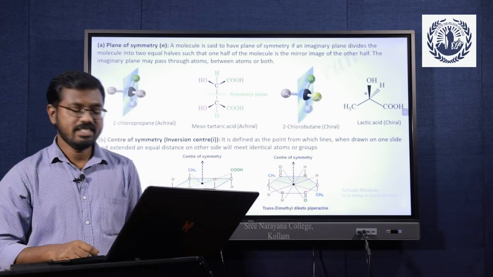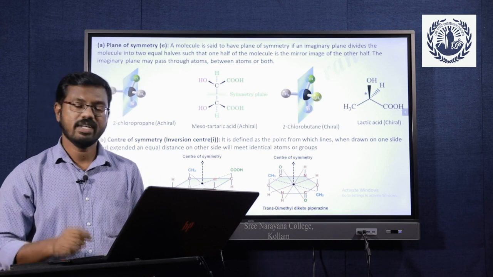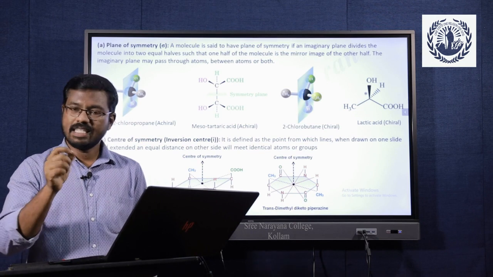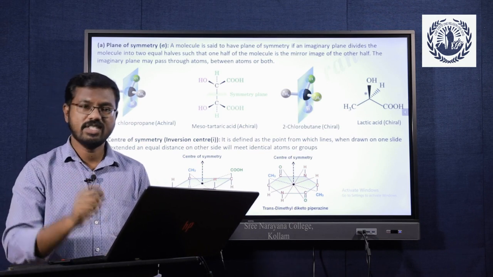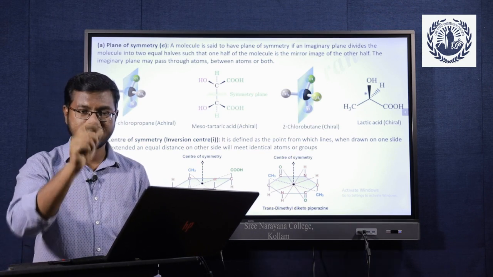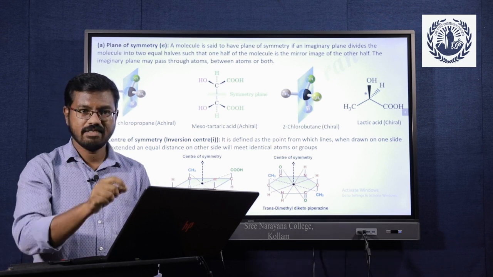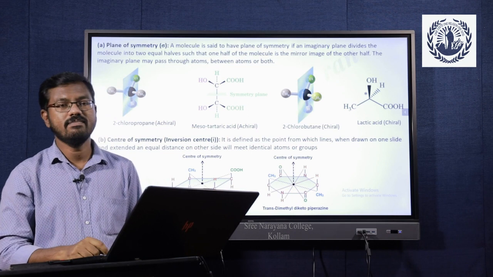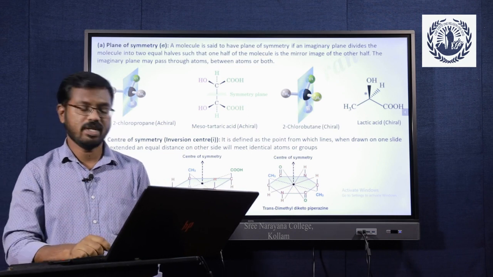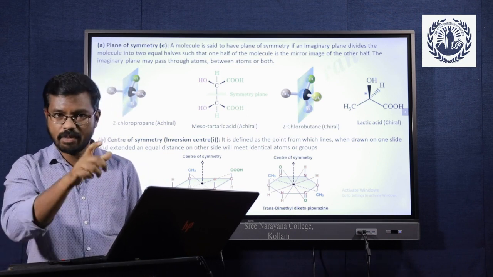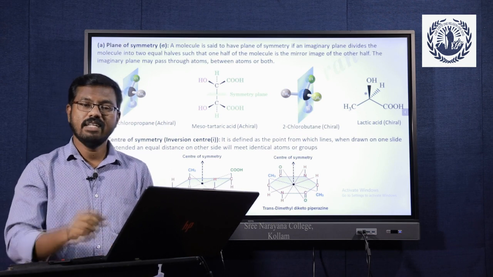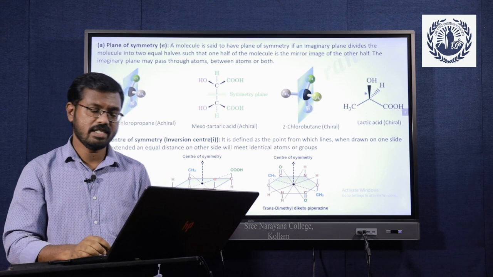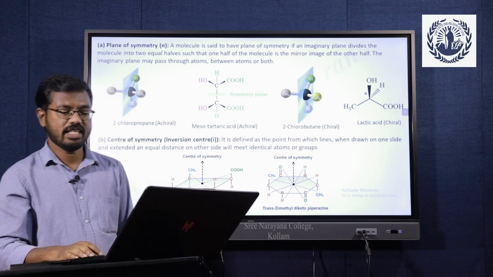The next element of symmetry is the center of symmetry, or inversion center. It is a point from which lines are drawn in opposite directions. If these lines drawn in opposite directions meet the same or similar points, then we say that this particular molecule has a center of symmetry. Some examples are shown there.